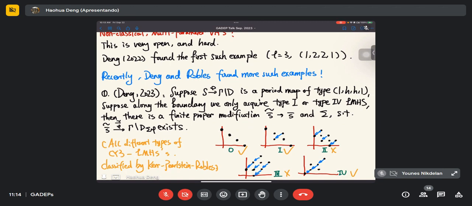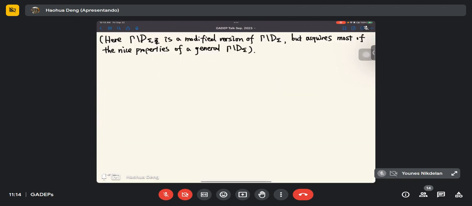So as you see, if along the boundary components we only acquire two of them, type 1 and type 4, with no type 2 or type 3 degenerations, then we can find such an extended period map, such a construction by Kato-Nakayama-Usui, after using a finite proper modification. This is the main result in my first paper. I also mentioned I was using a slightly modified version of the Kato-Usui space, which is D sigma phi instead of only D sigma.